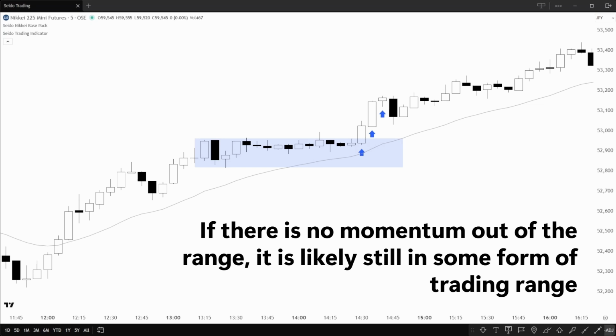This allows us to start to develop our understanding of how trends evolve and where appropriate places to put our stops become. A consolidation pattern that doesn't break out with clear momentum like this is likely evolving or has evolved into a larger trading range.